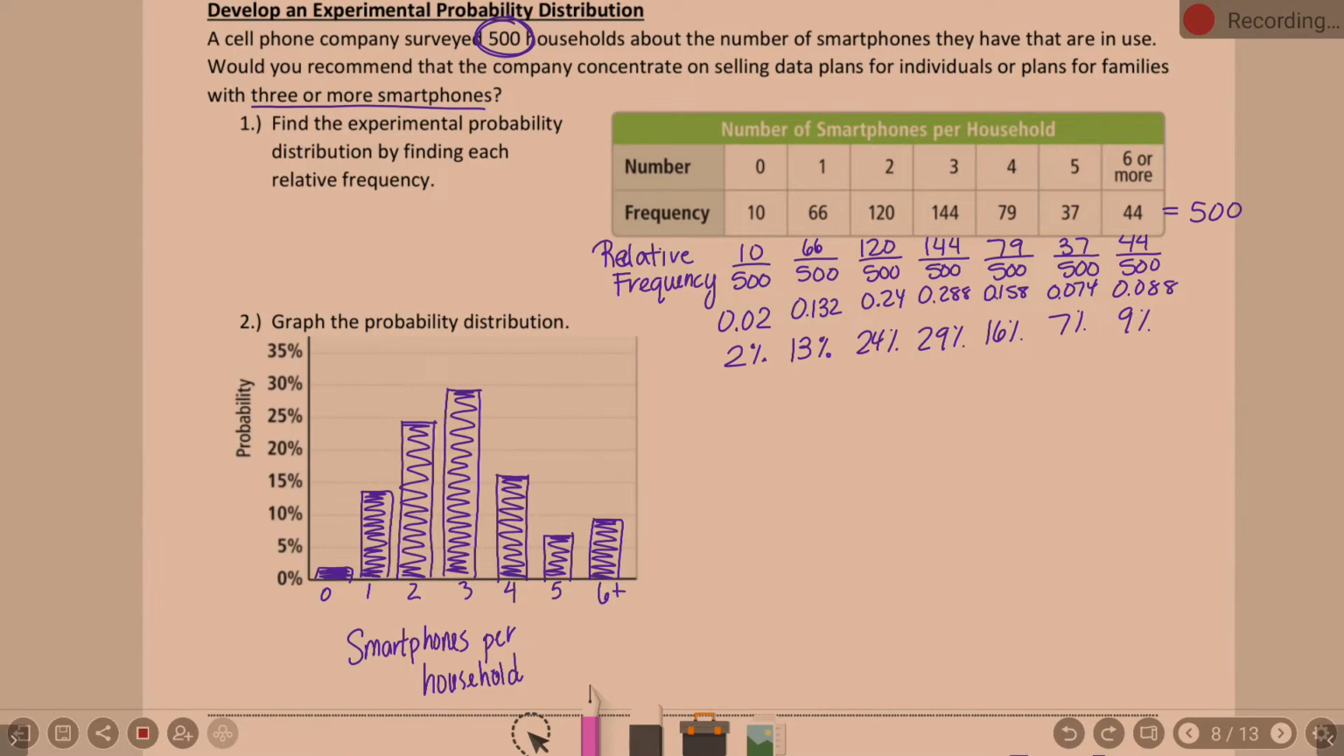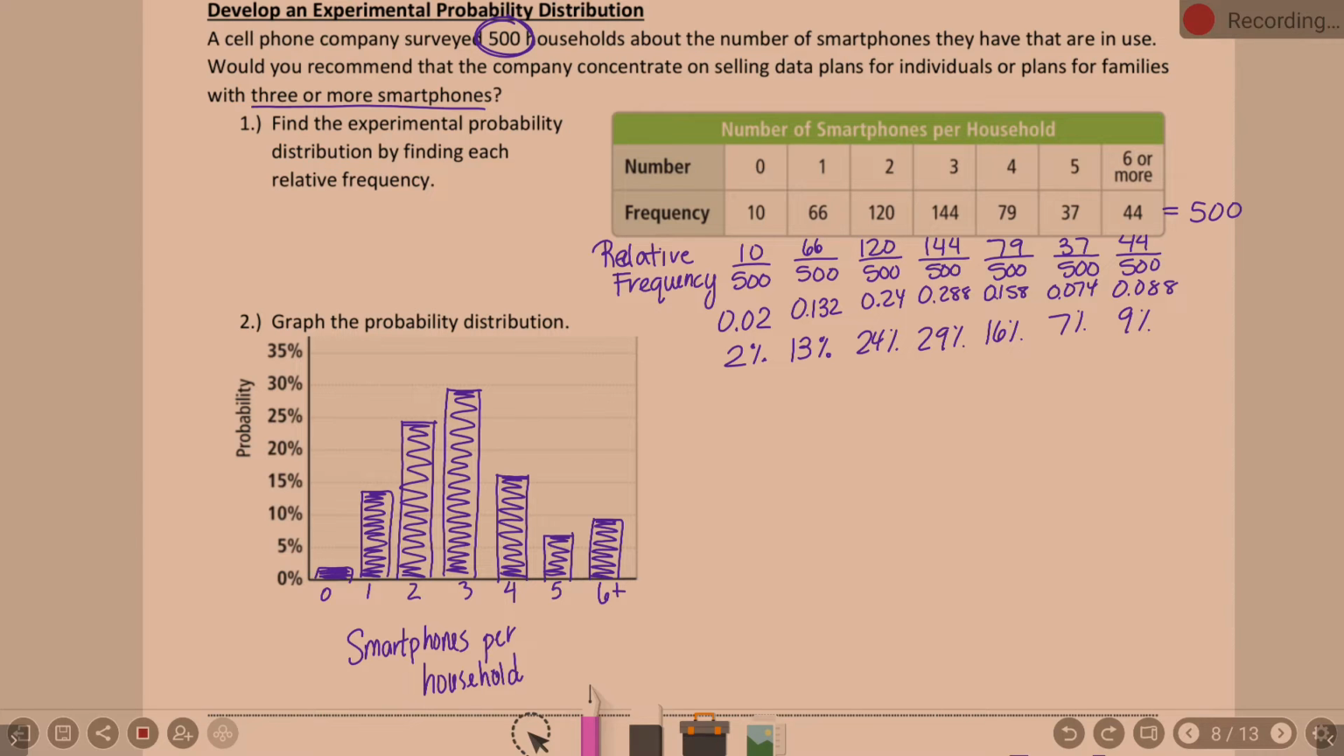So picking up where we left off yesterday, which was we needed to do this graph. I already have my graph done, so you guys are taking time to get your graph done. The bottom label is just the smartphones per household, because that's what we're talking about in this situation. In our chart up above, we had 0, 1, 2, 3, 4, 5, and 6 or more. So you'll notice across the bottom, my labels are 0, 1, 2, 3, 4, 5, and 6 plus is what I used.